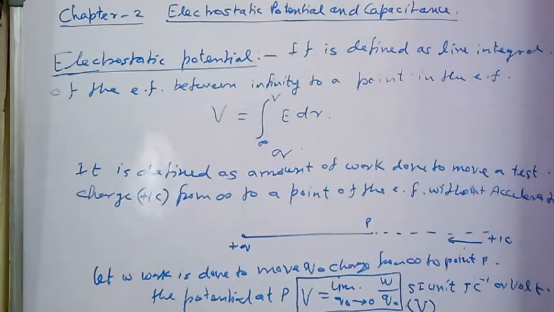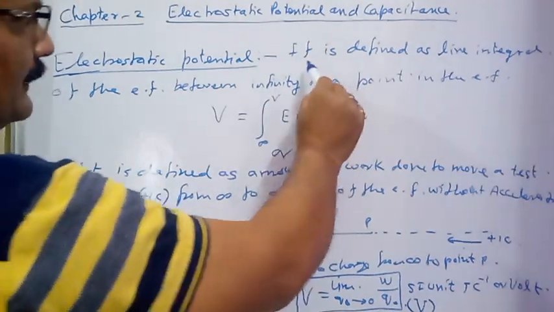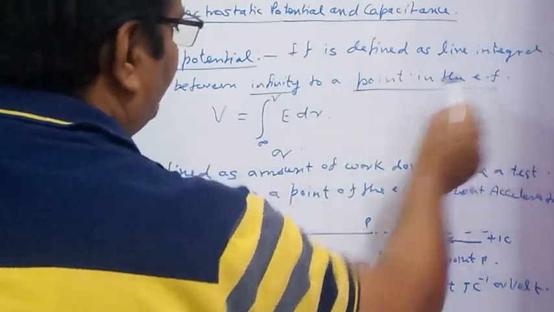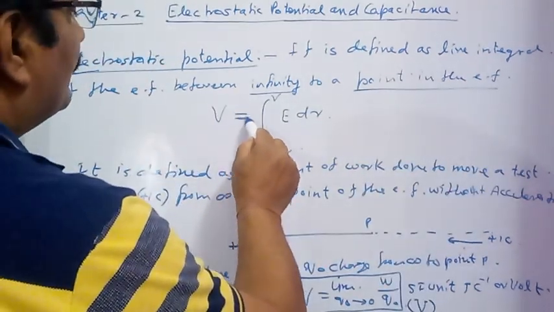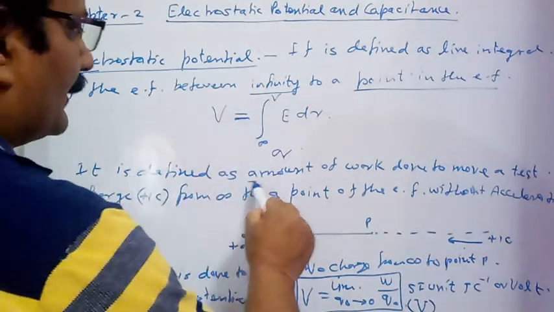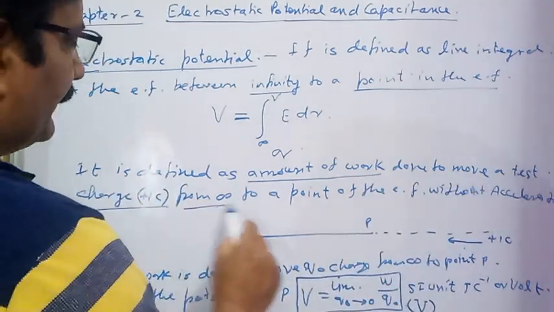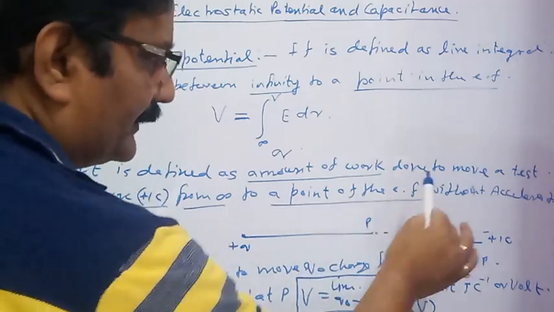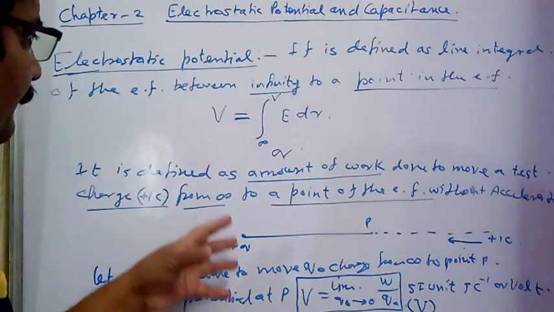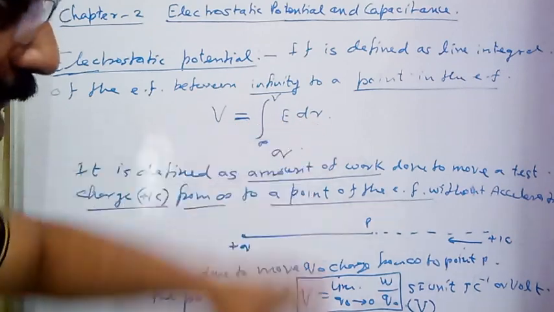So first of all, what is electrostatic potential? Electrostatic potential is defined as the line integral of the electric field between infinity and a point of the electric field. Or this same quantity can be defined as the amount of work done to move a test charge, that is unit positive charge, from infinity to a point of the electric field without any acceleration. So that amount of work is actually the line integral of the electric field.